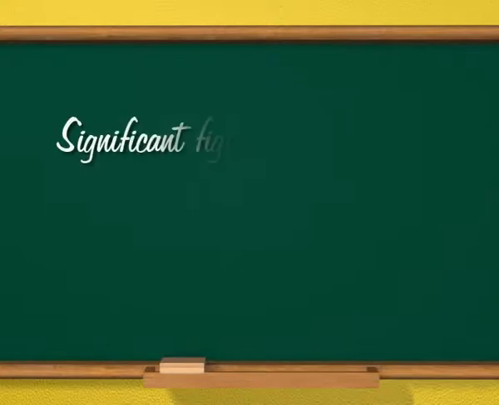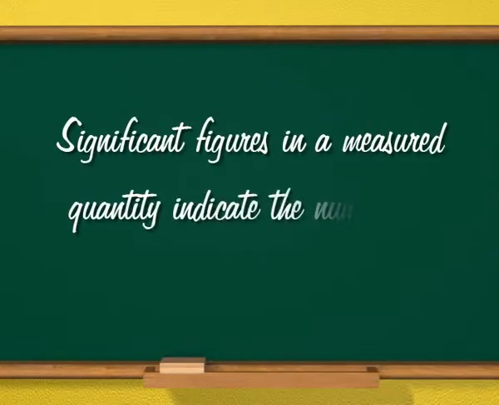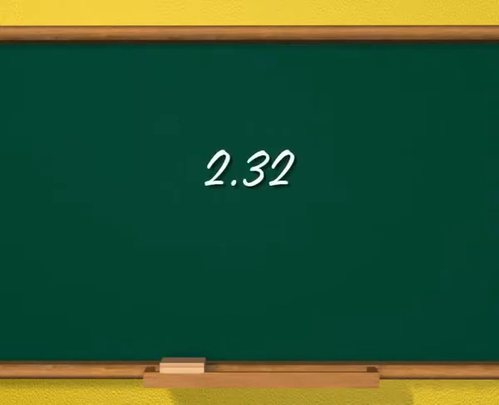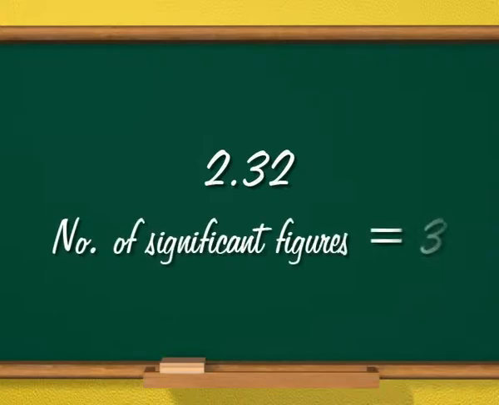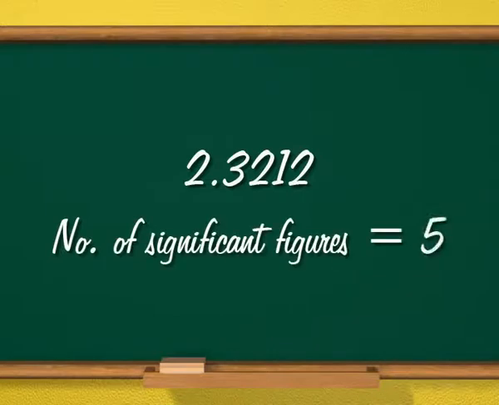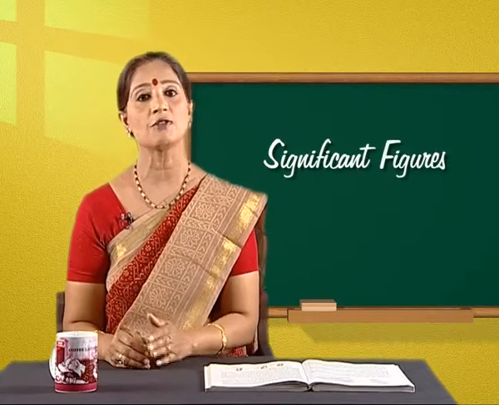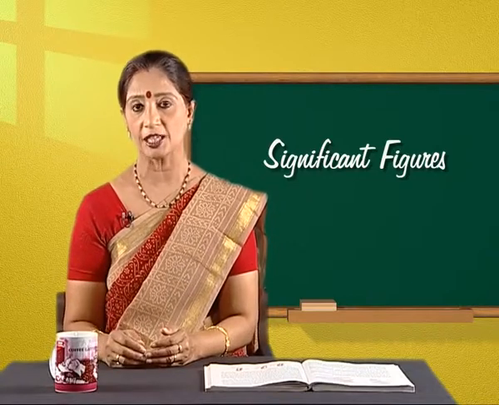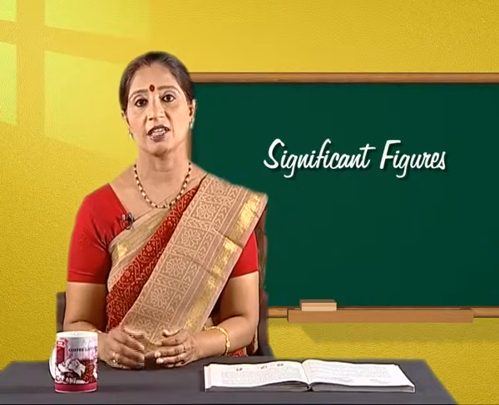Thus, significant figures in a measured quantity indicate the number of digits in which we have confidence. For example, a recorded figure of 2.32 means the quantity can be relied on as accurate to 3 significant figures, and a figure of 2.3212 is said to be accurate to 5 significant figures. In these examples, you can easily find the number of significant figures. It is because each digit used to express the magnitude of the measurement is significant.